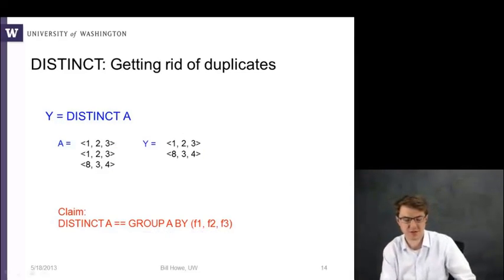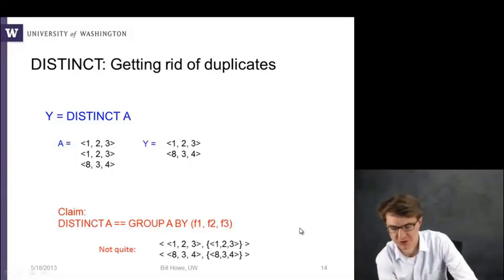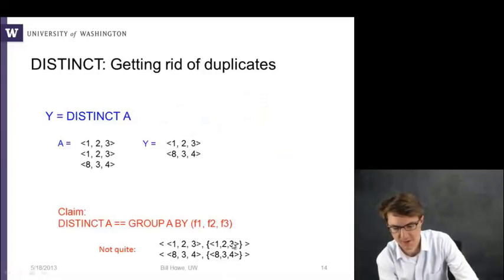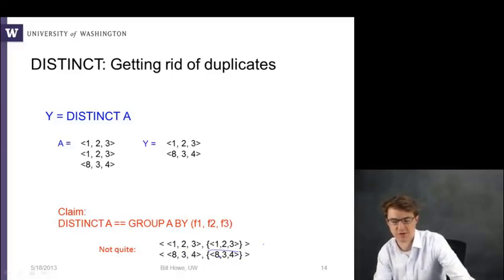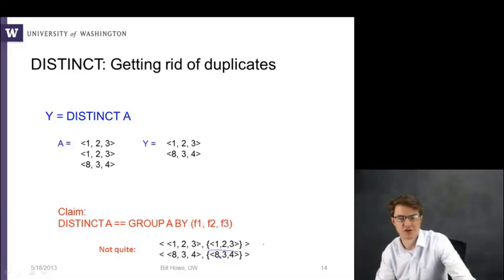So are these two expressions the same? Do they produce the same output? Well, not quite, because the group command produces a group field, which is now the whole tuple, and the A field, which is a bag with a single tuple in it. So you get this sort of repetition of information, so distinct is much more concise.